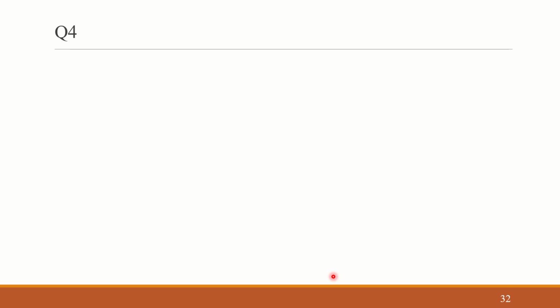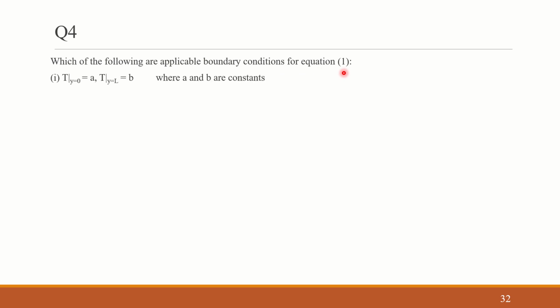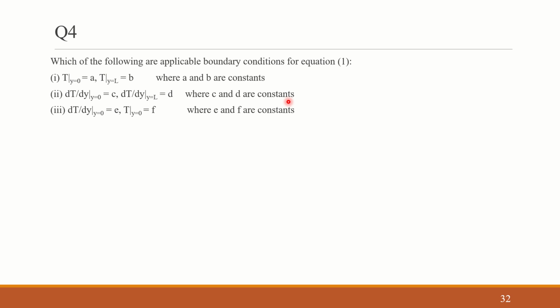Question 4. Which of the following are applicable boundary conditions for equation 1? Option 1. Temperature at y equal to 0 equal to A, and temperature at y equal to L equal to B, where A and B are constants. Option 2. Temperature gradient dT by dy at y equal to 0 is equal to C, and dT by dy at y equal to L equal to D, where again C and D are constants. And the third statement is that temperature gradient, that is dT by dy at y equal to 0, is equal to E, and temperature value at y equal to 0 is F.